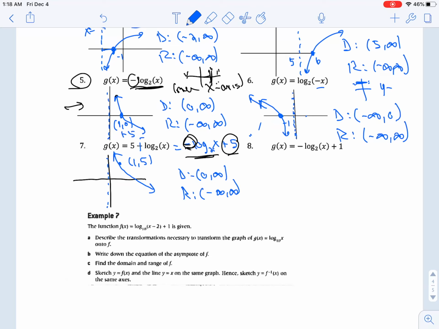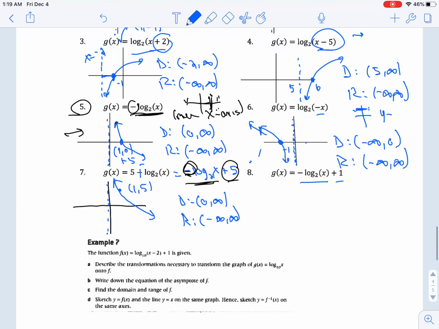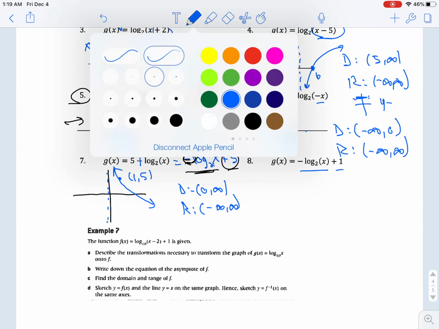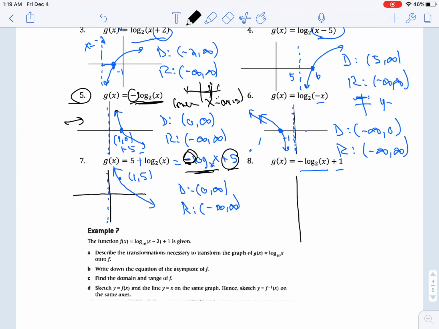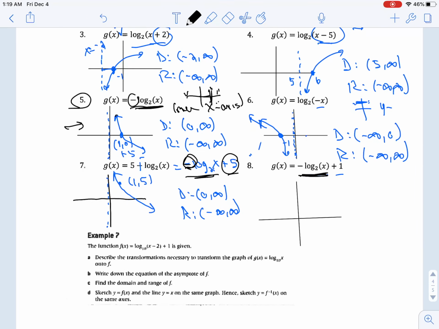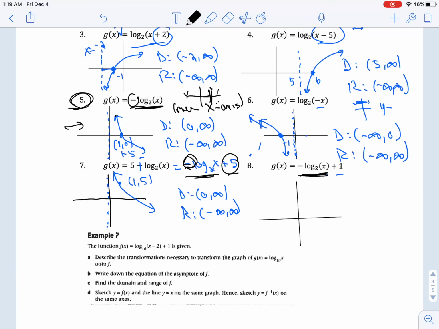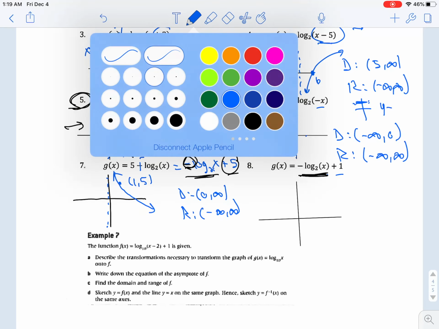All right, then the last one, this one has that same vertical change, which is the flip, and then it's plus 1. And so this one, when I do this change right here, that gives me still what I have in problem 5, but I'm moving it up 1 unit. So that means I'm adding 1 to the y-coordinate.